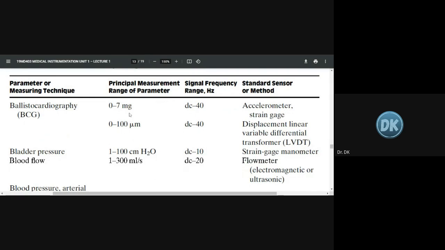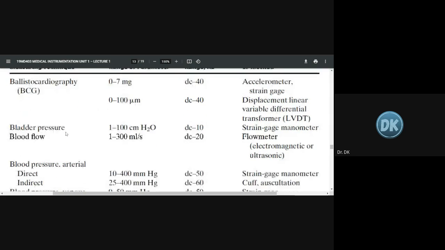So the range of parameter for each signal is given here. So what is the normal range, what is the signal frequency range, and which sensor is used. We generally use a strain gauge sensor or an accelerometer or an LVDT. Okay, so all these things you would have studied in your basics of measurement and instrumentation, I suppose. So these four sensors are used to measure the activity of the heart. So that is the first technique.